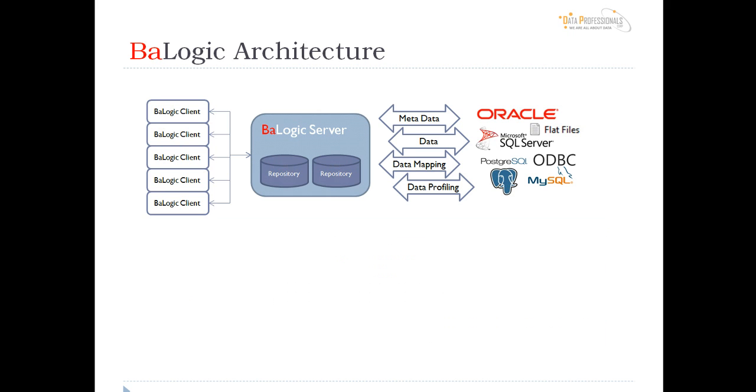BaLogic architecture: it's actually a client-server application, and the server connects to your source or target systems such as Oracle, Flat file, SQL Server, ODBC, and MySQL, and brings the metadata to your server into the repository. It allows you to actually view the data, build a data mapping across multiple systems, and even do data profiling and quality checks.